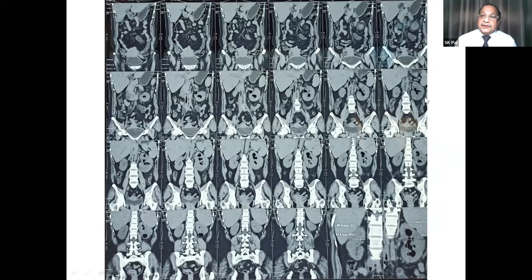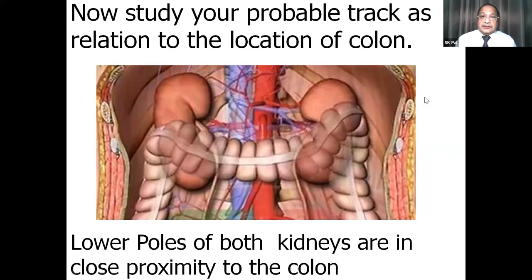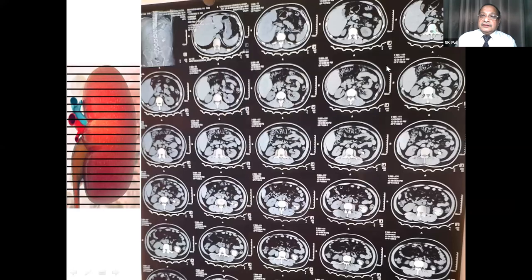Then, when you see CT films, you have to identify where the colon is. See, the colon is surrounding the lower pole of the kidney. Anteriorly, definitely the hepatic flexure and splenic flexure are there. But at times it goes lateral or even posterior to the kidney, and you have to be really careful. So for this, again, you have to study these films in relation to the kidney and the colon.